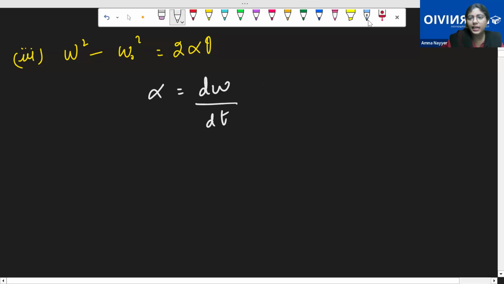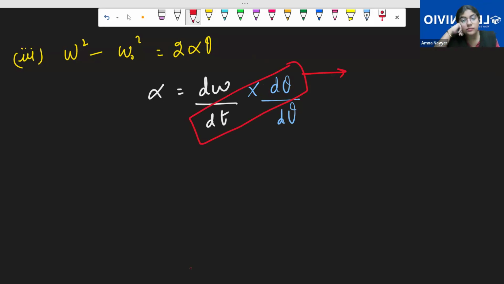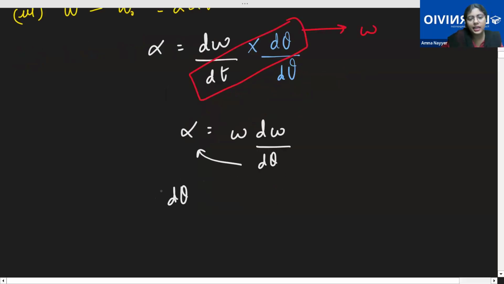Now what I do, I multiply and divide it by d theta. Now, d theta over dt is what? It's omega. Otherwise, there is no point of studying the circular motion class, we have already covered a portion there. Alpha is equal to d omega over d theta. This goes on the other side: alpha d theta is equal to omega d omega.